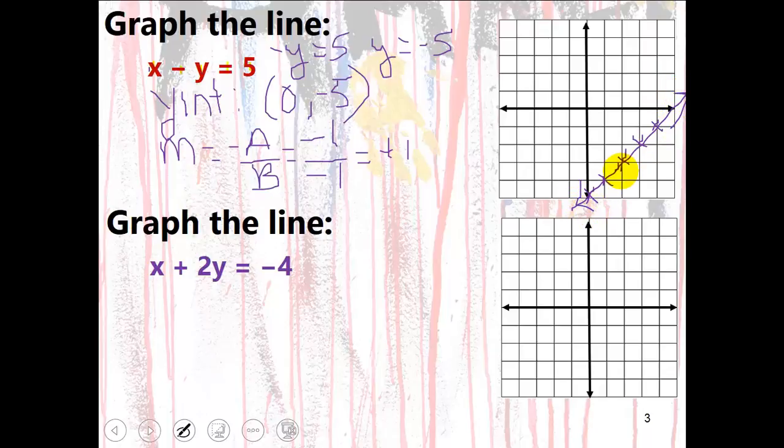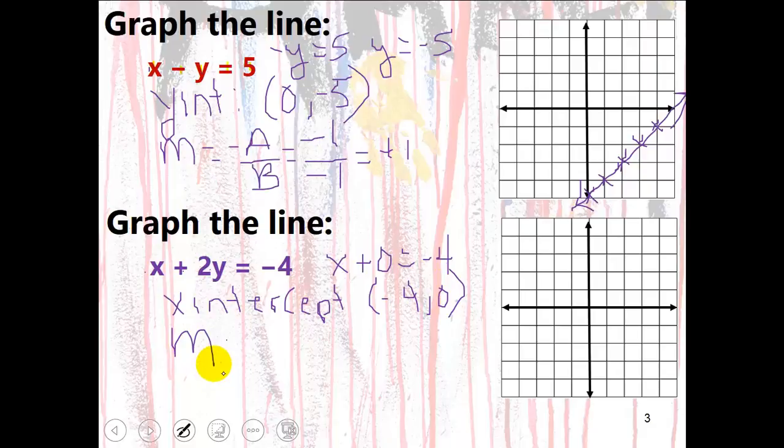Now I'm going to graph the line x plus 2y equals 4. Notice that x has a coefficient of 1. It's easy for me to find the x-intercept. I plug in a 0 for y, so x plus 0 equals 4. So my x-intercept has to be (4, 0). Then I'm going to use my slope. Again, I'm going to use the opposite of coefficient a over b. That's going to give me -1 over 2.